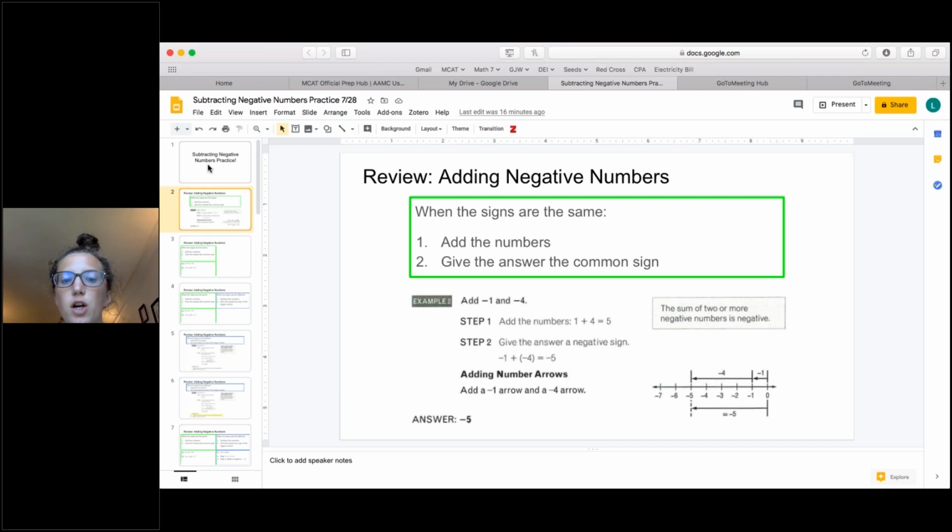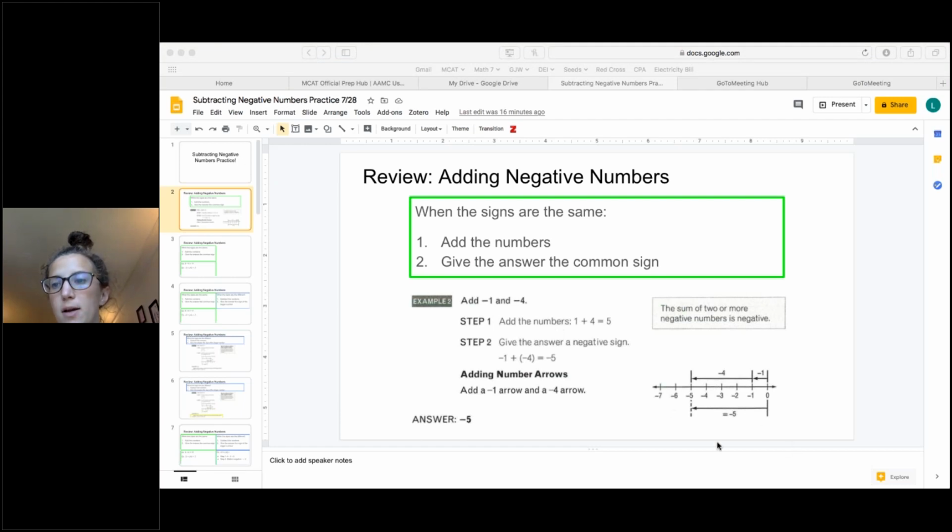So here's an example. You're given -1 and -4, and we're adding them. I'm just going to add the numbers like they were normal positive numbers and say 1 + 4 is 5. And then because my common sign is negative, I'm going to give my answer that negative sign. So if 1 + 4 is 5, then -1 + -4 equals -5. So we see that the sum of two negative numbers is negative.